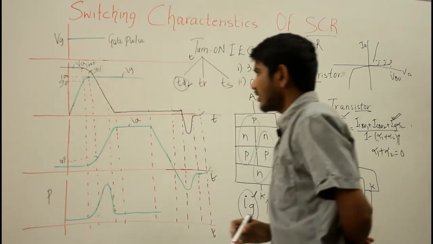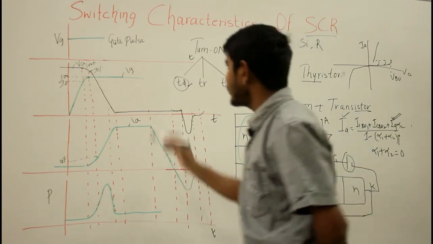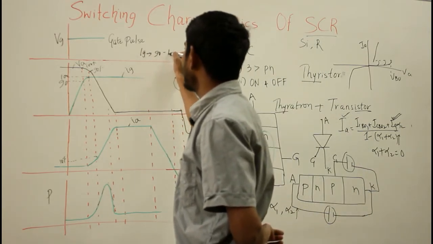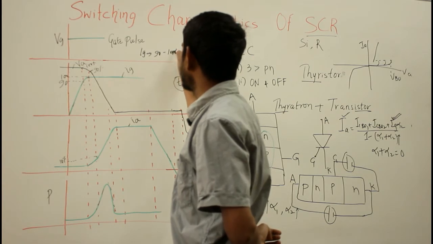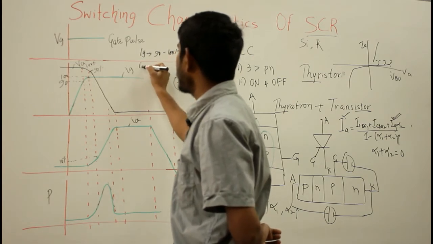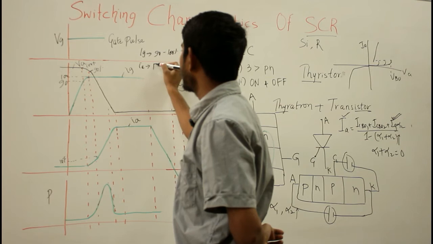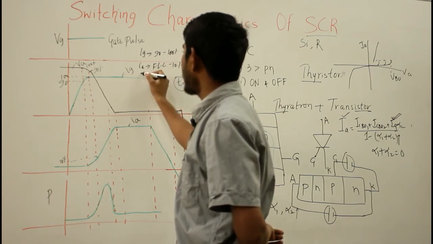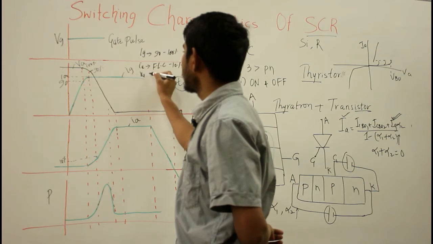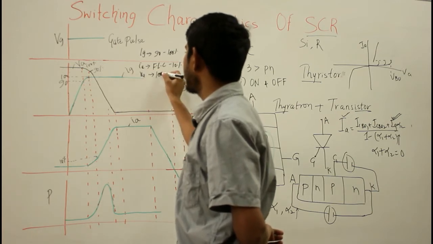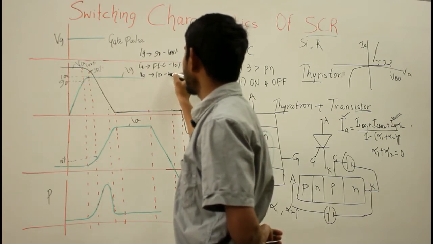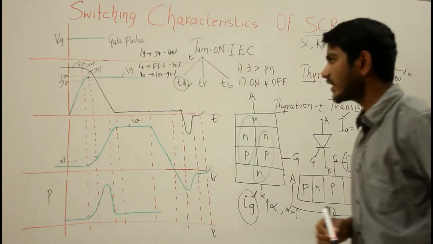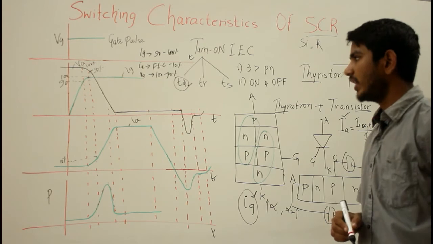So that means the gate current is increasing from 90 to 100%. Let me write it here. The gate current is increasing from 90 to 100%, the anode current is increasing from the forward leakage current to 10%, and the anode voltage is moving from 100% to 90%. So this is your delay time, where the thyristor starts conducting over a very tiny region.